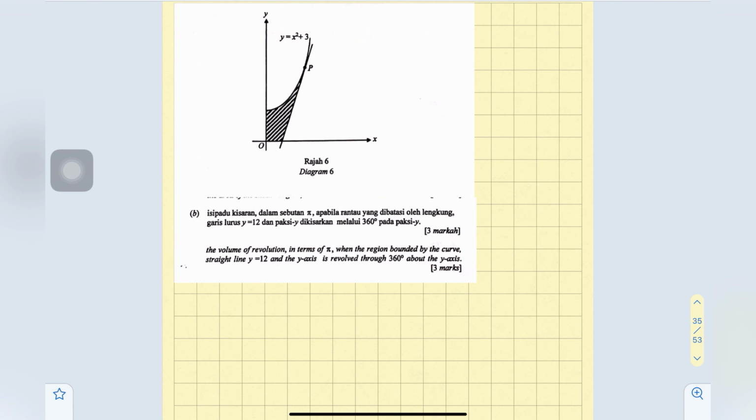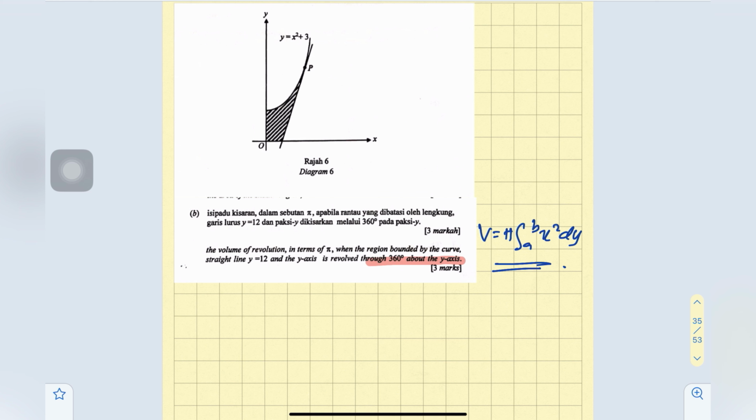11b: Find the volume of revolution in terms of pi when the region bounded by the curve, the straight line y equals 12 and the y-axis is revolved through 360 degrees about the y-axis. Here, for volume about y, we use the formula volume equals pi times the integral of x squared dy. So we are going to use this formula.